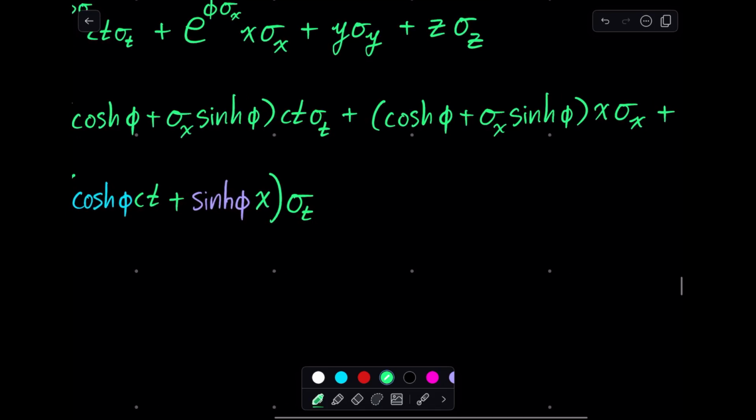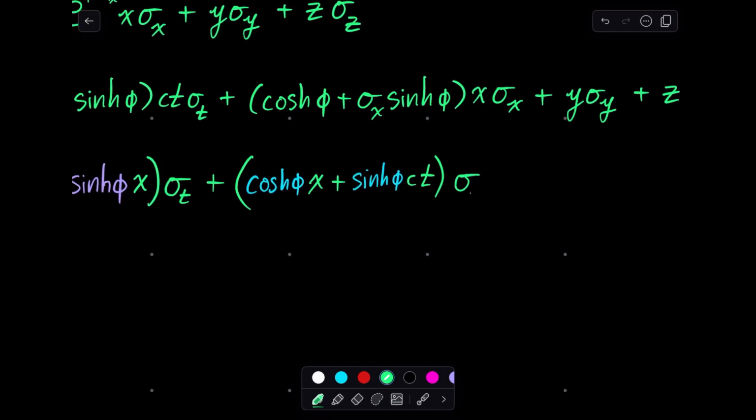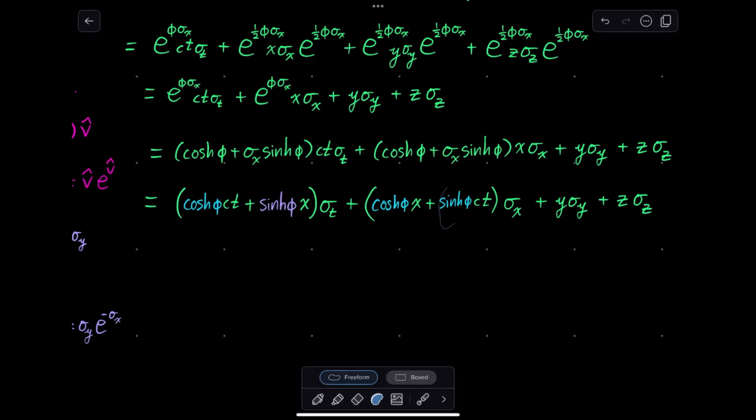So the terms that will give us terms with sigma x in it are this term and this term. By multiplying those out, you can see that you have cosine phi of x plus sine of phi times ct, all of that times sigma x, and then the other terms. This right here, this sine, should be purple.